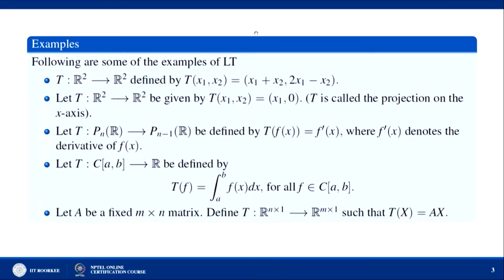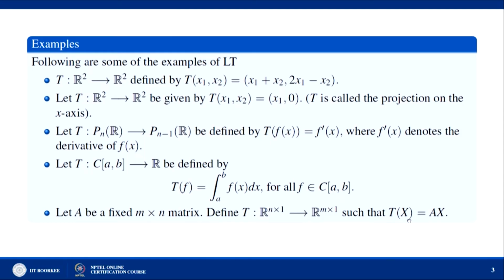Now, similarly, if we see the last example, we have considered A to be a fixed matrix of order m cross n, and we define T from R^(n cross 1), which means it is a column vector, to a column vector of m dimensional space such that T(x) equals A x.